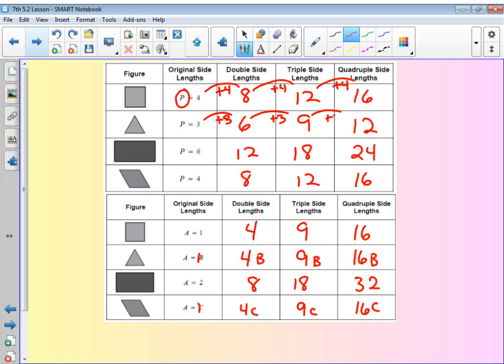So on the perimeters, what do we notice about the perimeter? It changes by the same number each time.